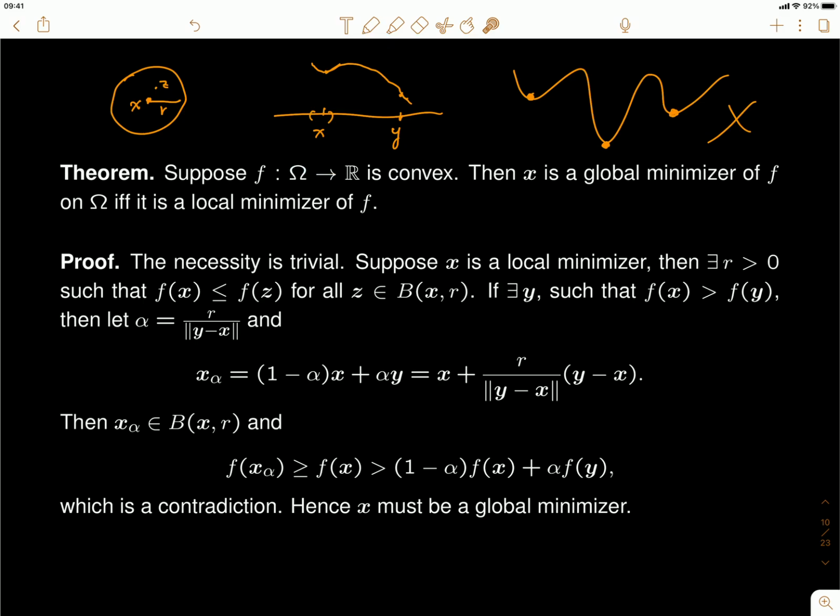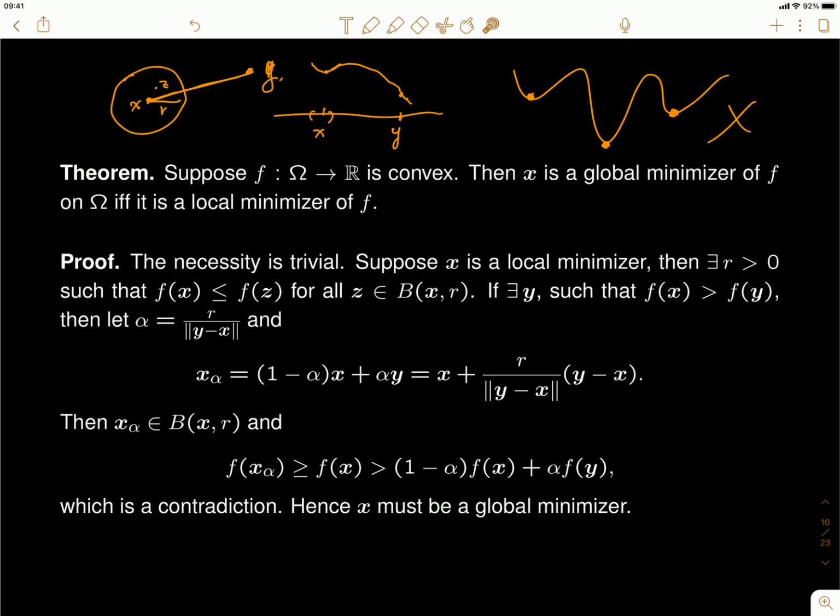Now, let's say in the 2D case, that means in the neighborhood of x, the function value of f of x is the smallest. But far away, there is a y here, for example, that the value at y is even smaller than the value of x. Okay, now I just need to make a connection between the two. Then you can imagine what's going to happen. It's pretty much like this case.